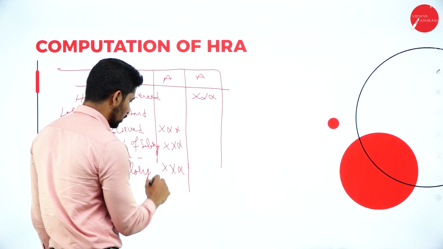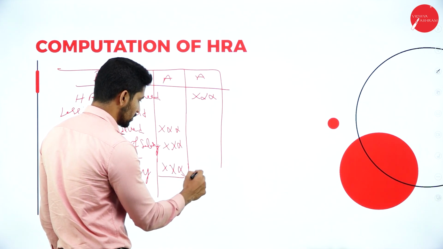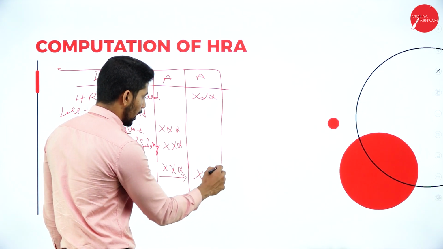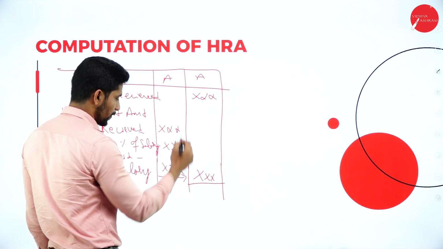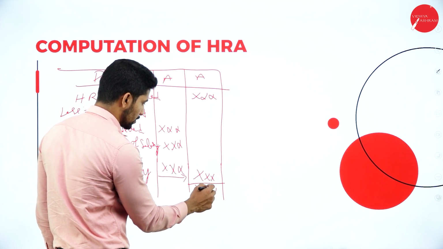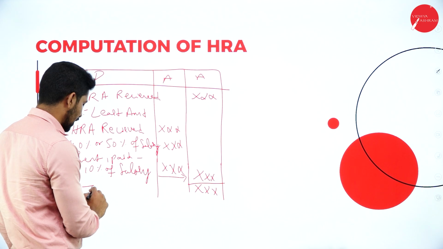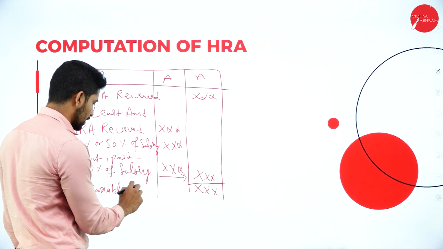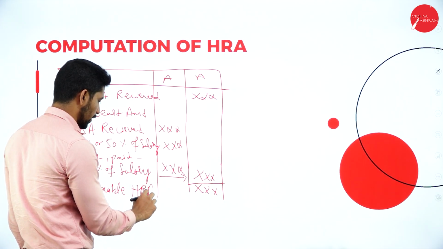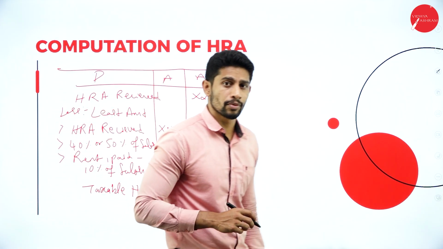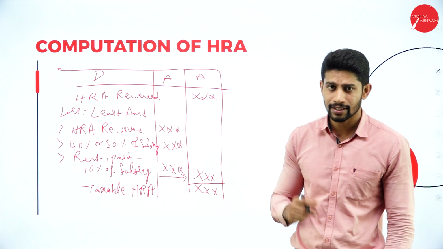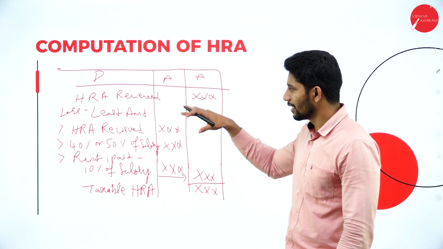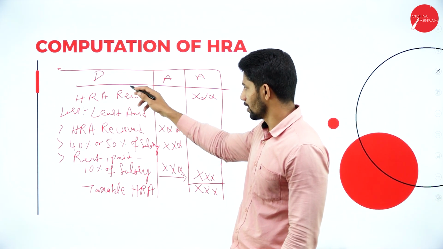You will take the least amount among these 3 to the outer column and deduct it from the first amount, and you will get the balance. This balance is called taxable HRA. This is the format for computing taxable HRA, that is taxable house rent allowance, under income from salary. So we make 3 columns.